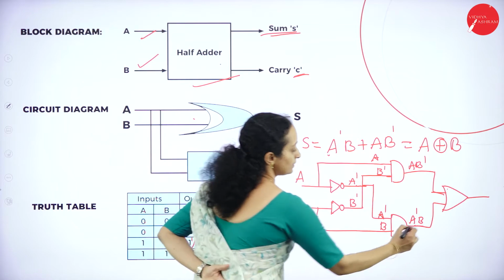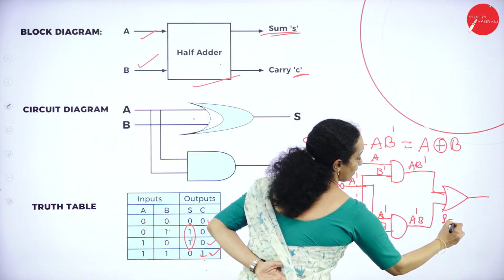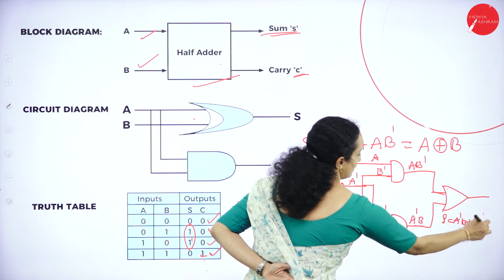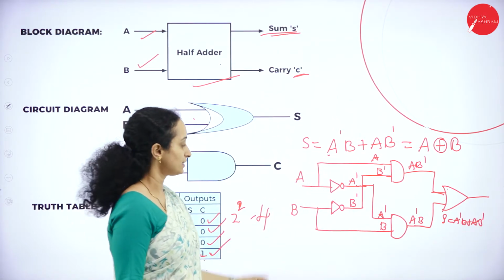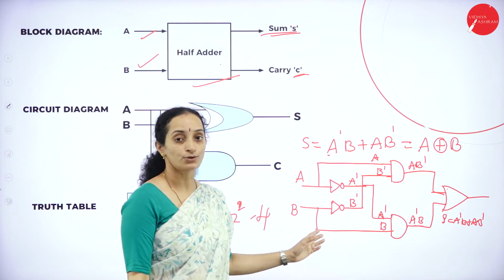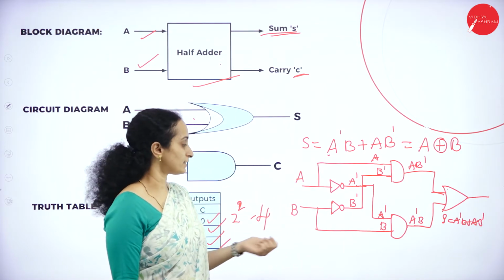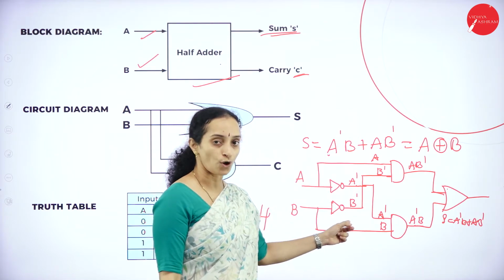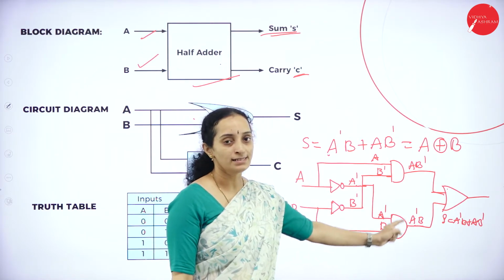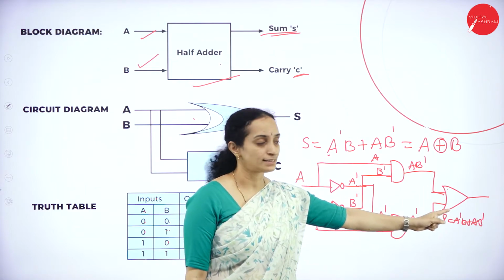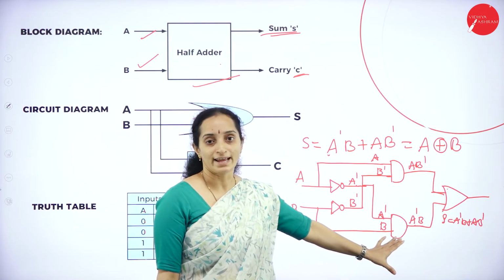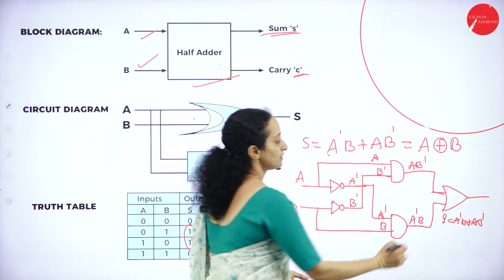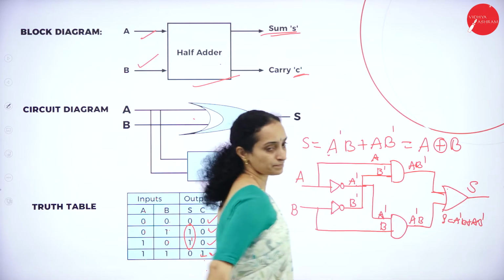So this produces S equals A dash B plus A B dash. This is how you can create a combinational circuit with different gates. How many types of gates are we using here? Two NOT gates, two AND gates, and one OR gate, isn't it? A total of 5 gates we needed to create this expression. So this is the output.